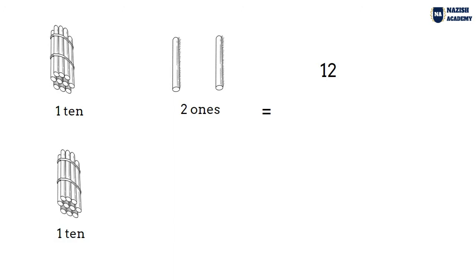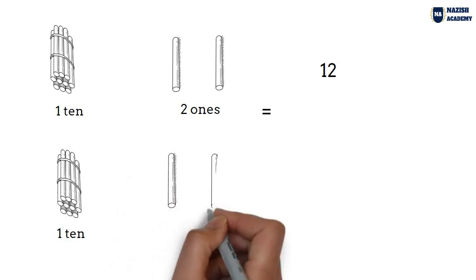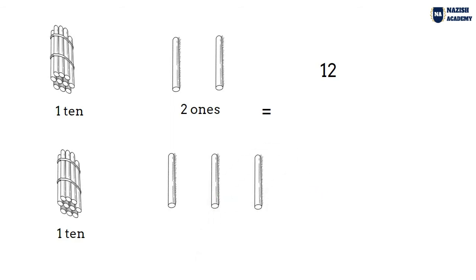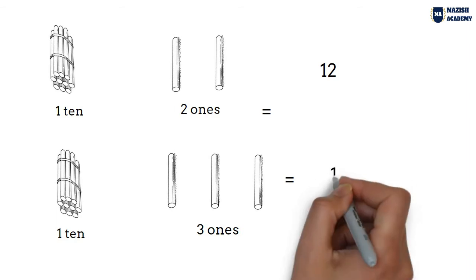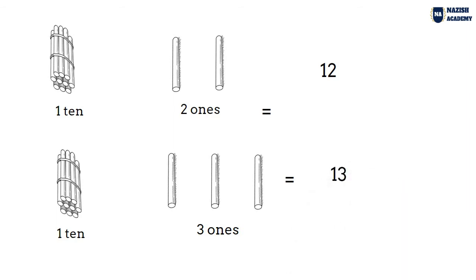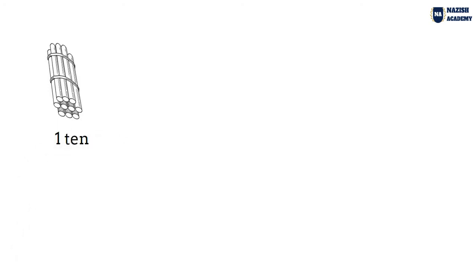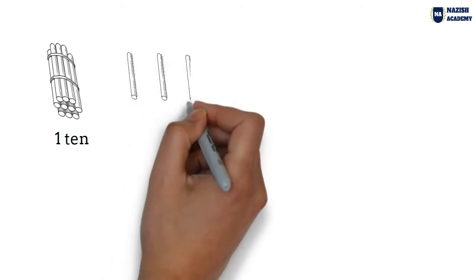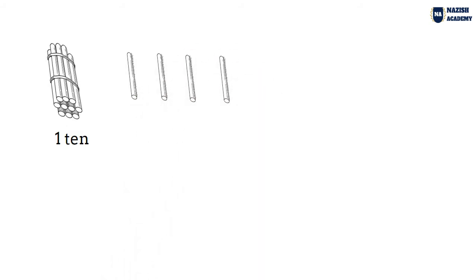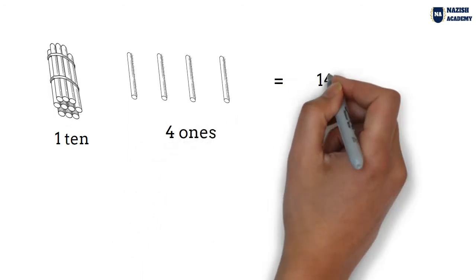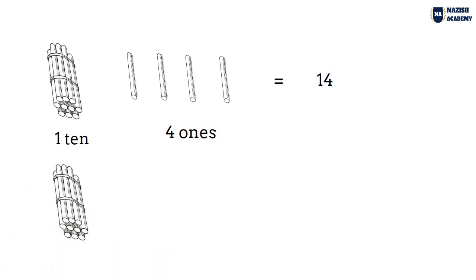Ten and 1, 2, 3. 3 ones. Ten and 3 ones means 13. Ten, 1, 2, 3, 4. 4 ones. Ten and 4 ones is equal to 14.